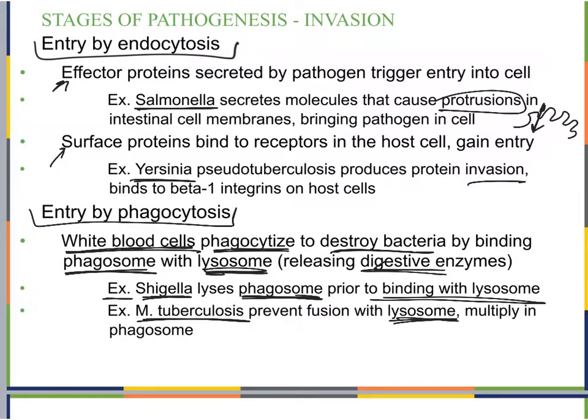So endocytosis is where it kind of tricks the cell to bring it in, either by utilizing these surface proteins to bind to receptors, or to somehow adjust the cell to make it want to bring something in. Or through phagocytosis, when the white blood cell is actually doing its job of gobbling up things that aren't supposed to be there, but once it gobbles it up and has it in the phagosome, our different pathogens can go about evading that immune system.